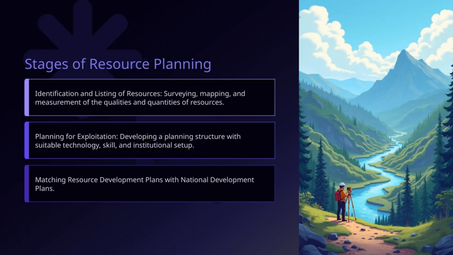All of these elements are vital to manage resources efficiently and responsibly. Then, there's the step of identifying and listing resources. This involves surveying, mapping, and measuring both the qualities and quantities of resources we have. Accurate data here is essential. It forms the foundation for making informed decisions and planning properly.